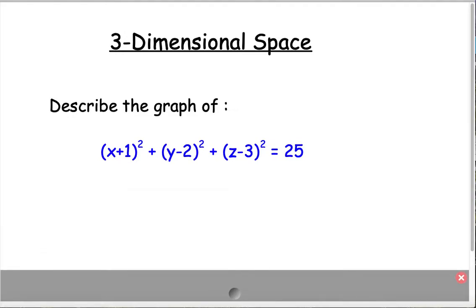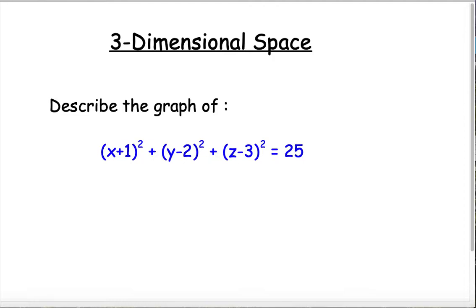All right, when I look at this, I'm reminded of an equation in two dimensions that kind of looks like it. I remember looking at something like (x - h)^2 + (y - k)^2 = r^2. And yes, that was the equation of a circle which was centered at (h, k) and had a radius of r. And so knowing that information, we can take that equation and easily graph it in two dimensions.